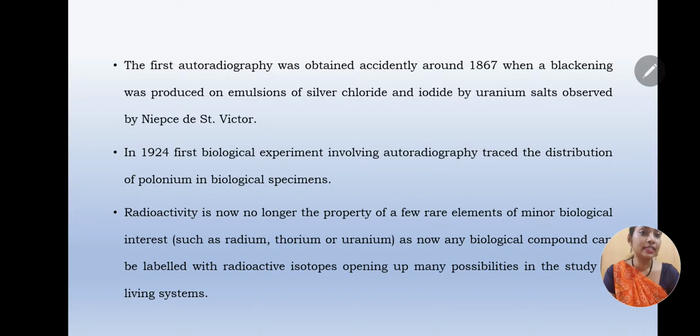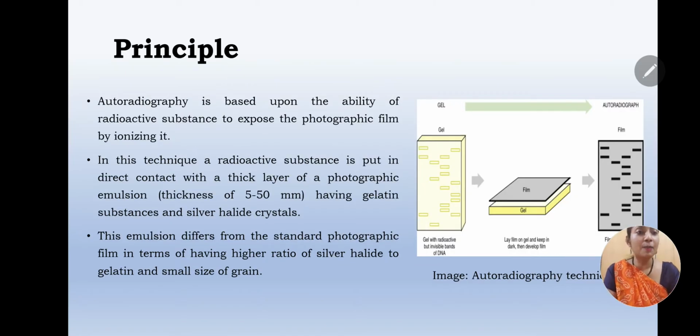Now radioactivity is not limited to few biological specimens, but any biological compound can be labeled with radioactive isotopes like radium, thorium, uranium, polonium, etc., giving up many possibilities in the study of living systems. So it leads to advancement in studies because any biological material can be radio labeled. Moving on to the principle of autoradiography.